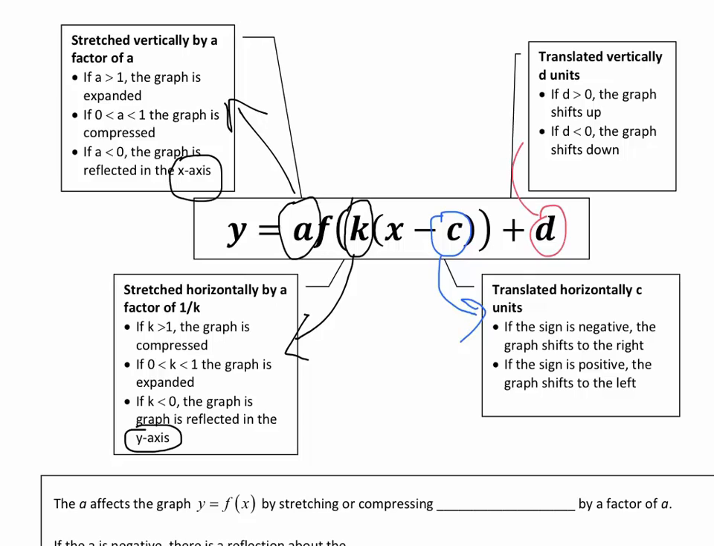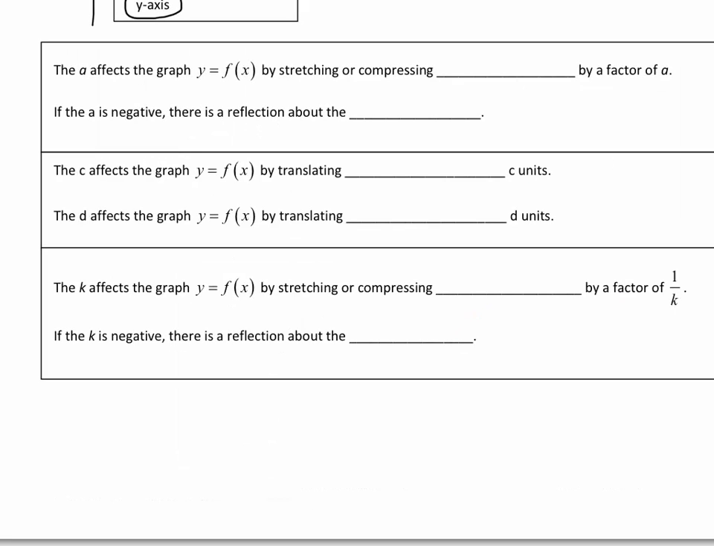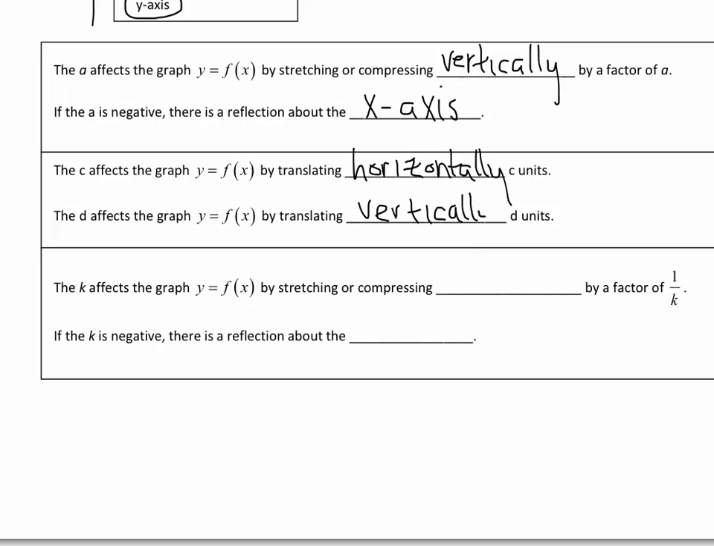Finally, our d value is our vertical translation. If d is bigger than 0, the graph is going to shift up. If it's less than 0, the graph is going to shift down. Let's just fill in these blanks here then. The a affects the graph y equals f at x by stretching or compressing vertically by a factor of a. If a is negative, then there is a reflection about the x-axis. The c affects the graph y equals f at x by translating horizontally c units, and d affects the graph of f at x by translating vertically d units.